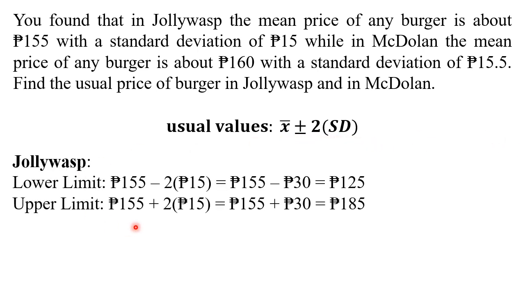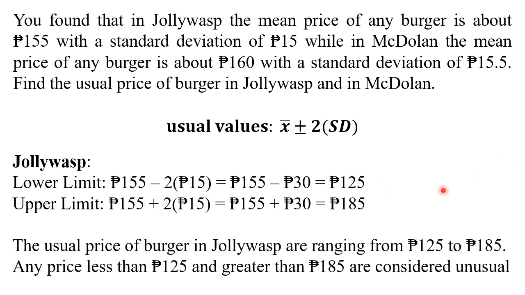So, for Jolly Wasp, the lower limit is 155 minus 2 times 15. That is 155 minus 30, which is 125. And the upper limit, class, is 155 plus 2 times 15. That is 155 plus 30 equals 185. So these are the range of the prices of burgers found in Jolly Wasp. So the usual price of burger in Jolly Wasp ranges from 125 to 185. Any price less than 125 or greater than 185 is considered unusual.